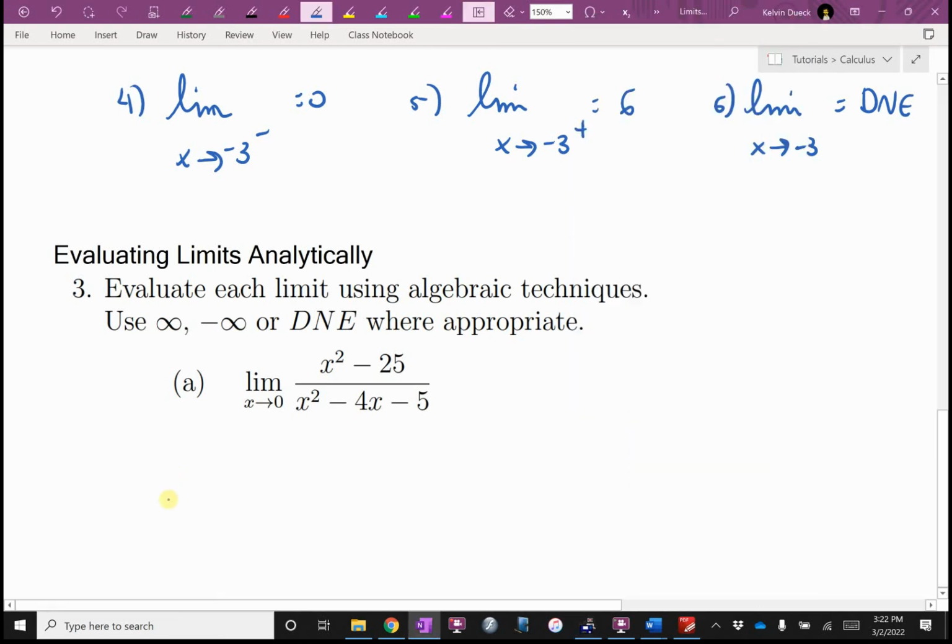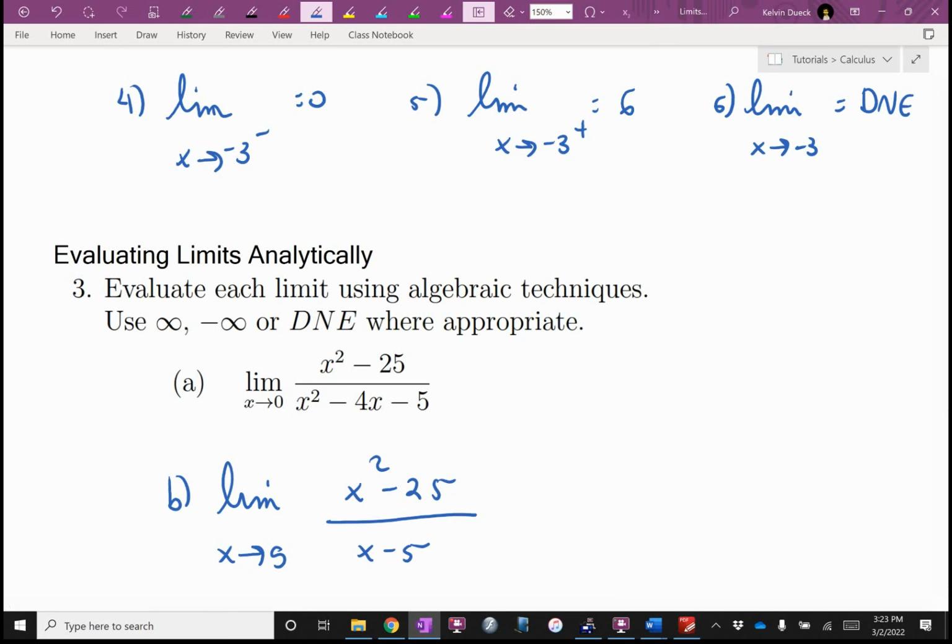Well, it would become an issue if we had this. The limit as x approaches 5 of x squared minus 25 all over x minus 5. Why is that an issue? I'm going to end up dividing by 0. Okay? Now I can get this by factoring, but one way is to use that left-hand, right-hand trick and sneak up on it.